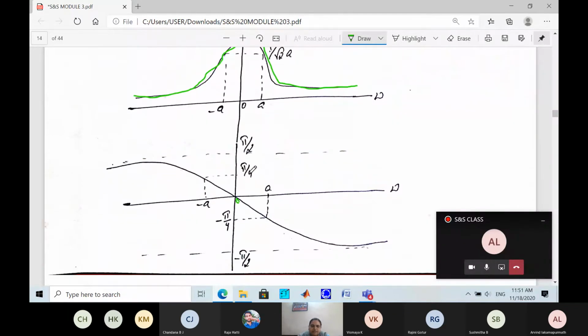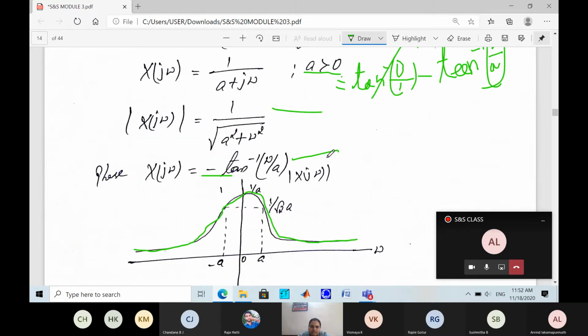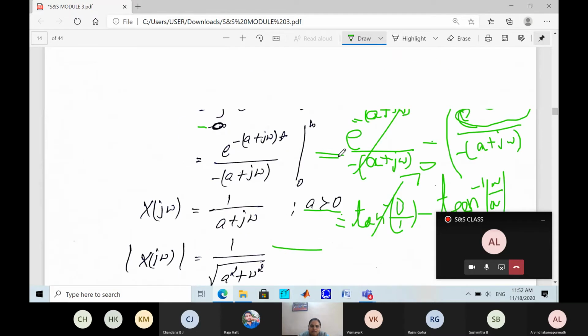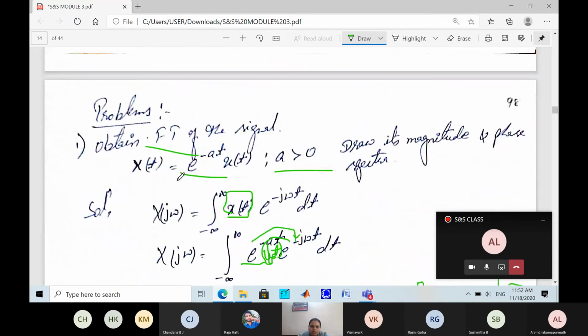You get the reverse angle, okay? Based on that, the angle goes up to pi by 4. Pi by 2 means 90 degrees, right? The range is pi by 2 to minus pi by 2. It will come, reaching at minus a as pi by 4 and at plus a as minus pi by 4, and draw this signal. This is your phase angle, the phase of the Fourier transform of the given input x of t.